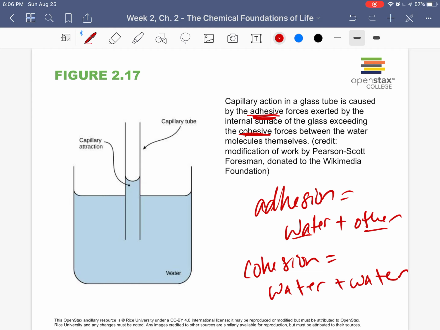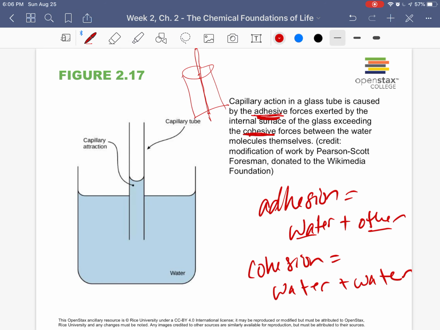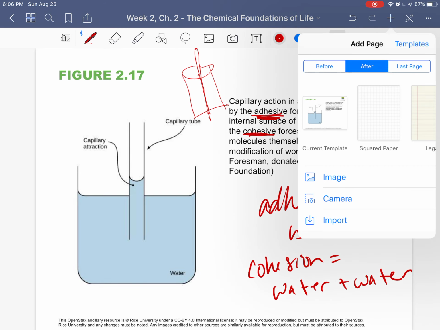So you can see a little bit of capillary action in like your McDonald's cup, where you have your cup, right, and your straw, and you can see in that little tiny straw just a little bit of capillary action. You won't see a lot just because of the size of the straw compared to the size of the cup. But basically, your Dr. Pepper is rising up a little bit higher than the surface of the Dr. Pepper in a cup.